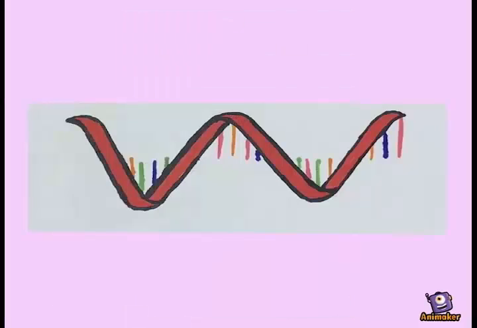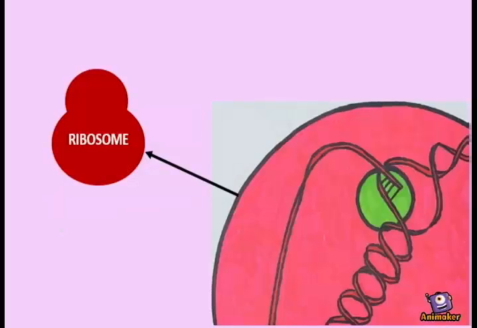Then the exons are spliced together to form a mature mRNA molecule consisting of a single protein coding sequence. mRNA leaves the nucleus through a nuclear pore and attaches to a ribosome in the cytosol or on the endoplasmic reticulum, ready for the second process of protein synthesis, translation.